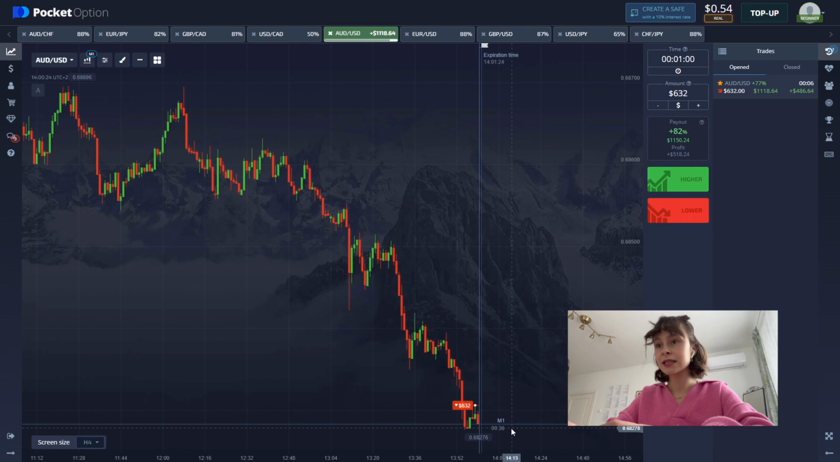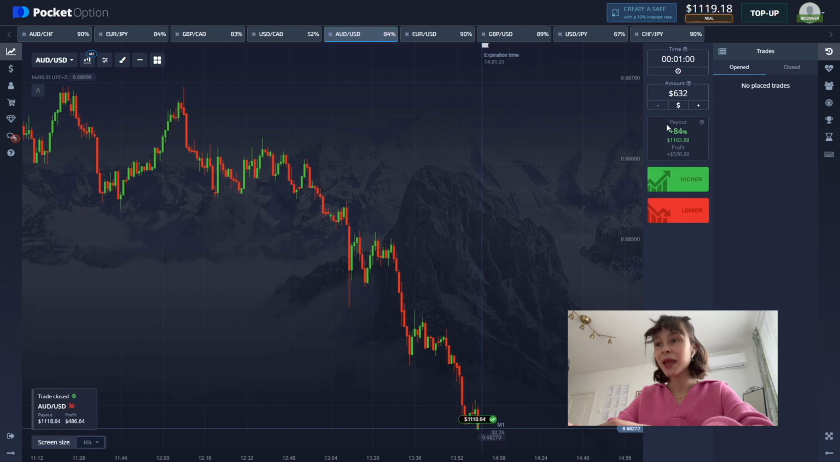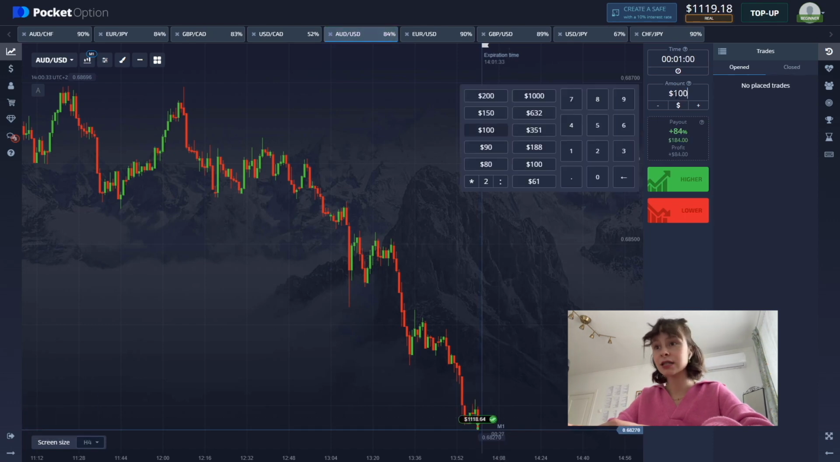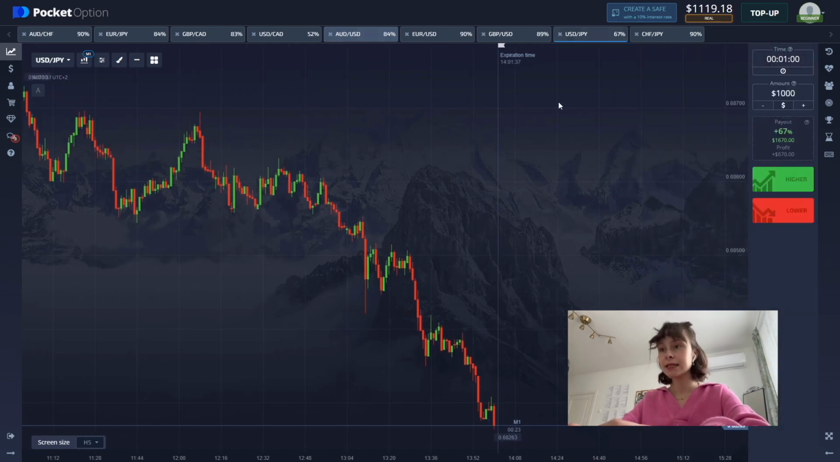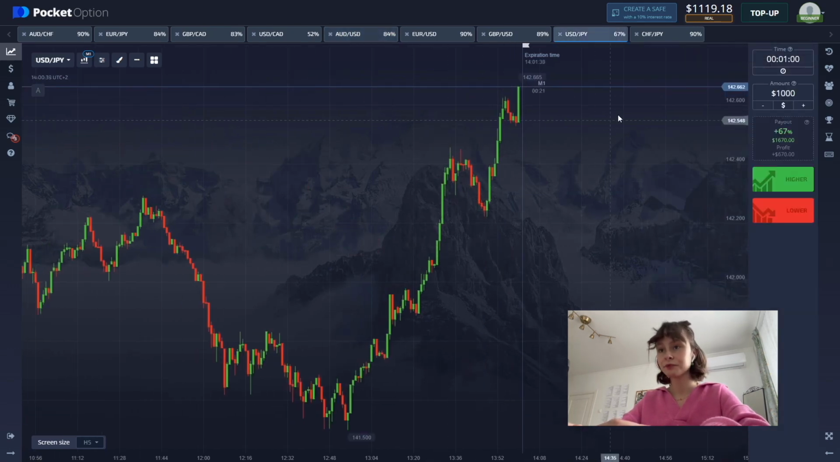5 seconds until the end. And the deal is profitable. We have a little more than $1,000 on the account. Let's put the maximum sum of the deal and continue our trading. Choose the next currency pair.